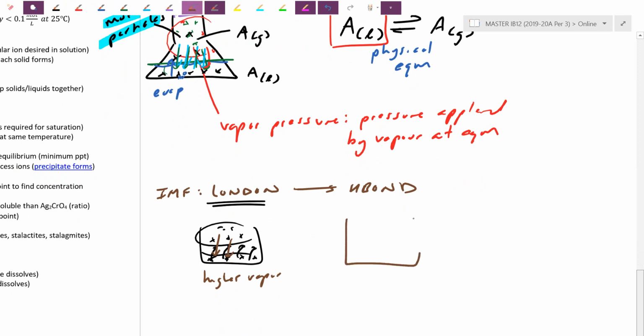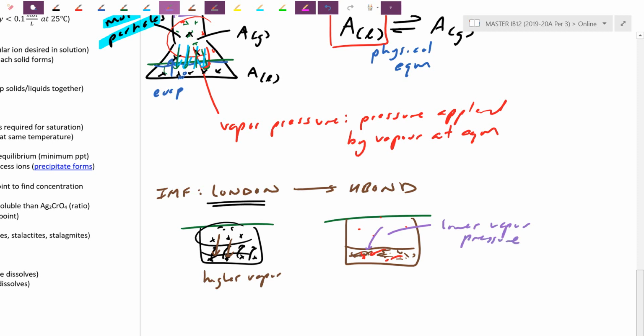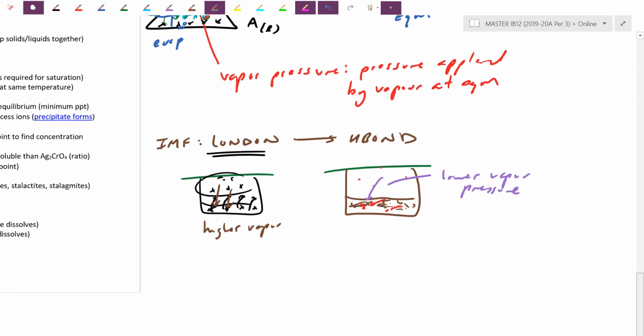Compare that to the H bonding case here. While it's not impossible for your liquid to escape, the H bonding is so strong in holding the liquid together that you may only get the odd particle up here. Obviously, we would need to be in a closed system or else those gases would escape. But because you have fewer particles up here, you're going to apply a lower vapor pressure. So just use that hint: if you have more particles, in general, it's going to be higher vapor pressure. And we had this correlation: the stronger the IMF, the lower the vapor pressure gets.